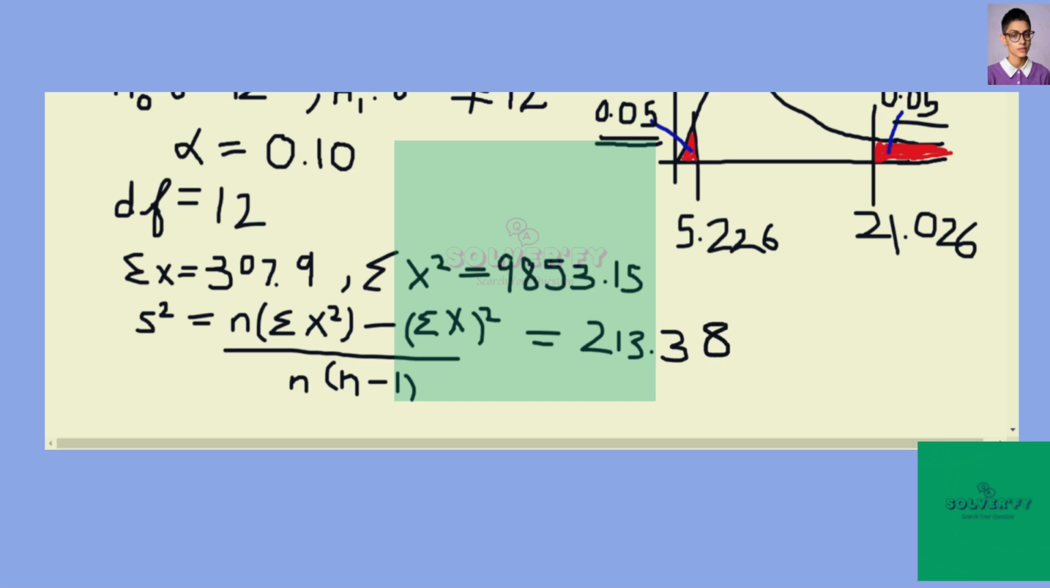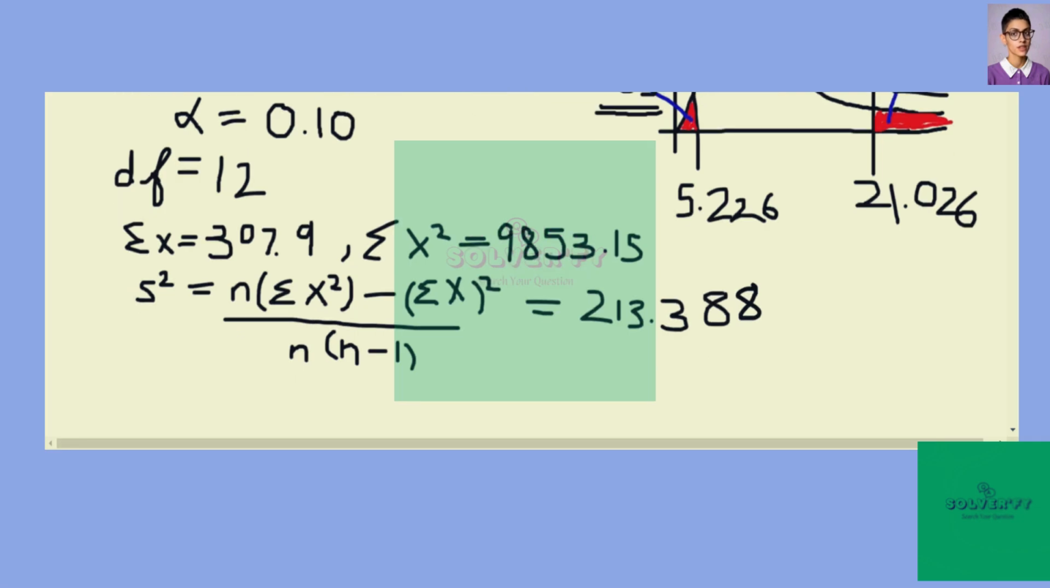Now the sample standard deviation s equal to square root of s square. So s is equal to 14.61.